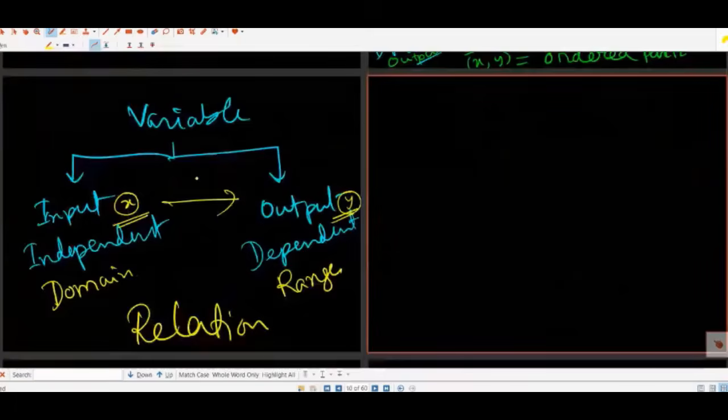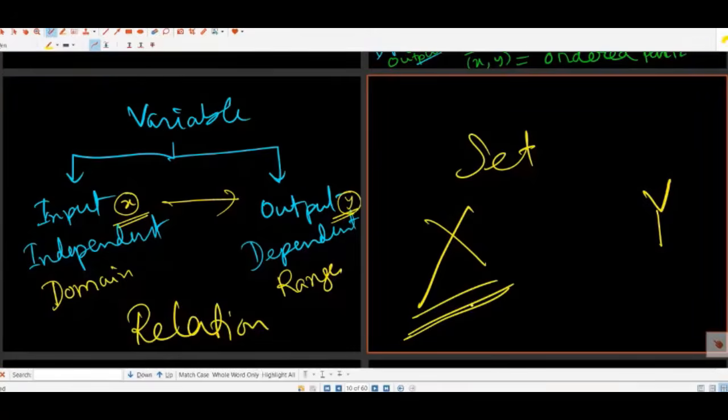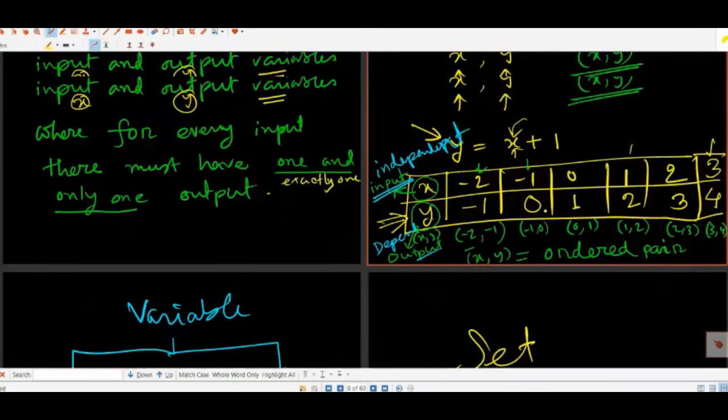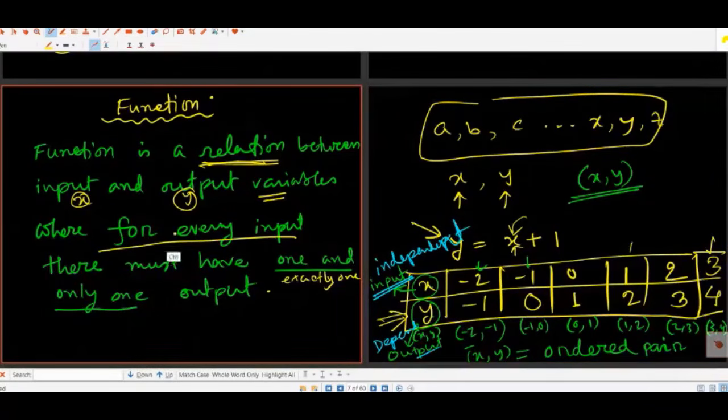You can also think about set, X set and Y set. X is the independent variable set and Y is for dependent variable. Whenever we have two sets, we may have a relation. That relation can be called a function if this condition holds: for every input X, there must be one and only one output. So this condition is very important. All relations can't be functions, but all functions are relations.